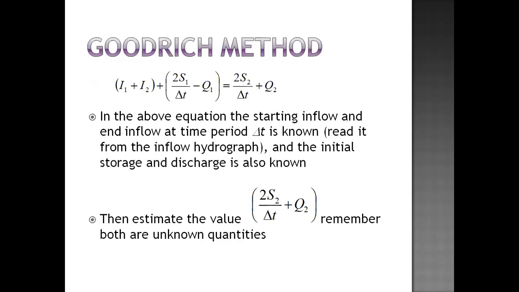So, the Goodrich method: I1 plus I2 plus 2S1 by delta T minus Q1 is equal to 2S2 by delta T plus Q2. In the above equation, the starting inflow and the end inflow at the time period delta T are known, read from the inflow hydrograph, and the initial storage and discharge are also known. Then estimate the unknown quantity, 2S2 by delta T plus Q2.